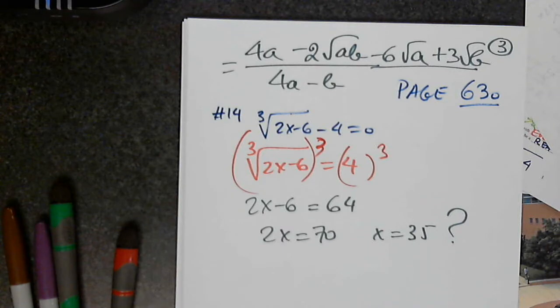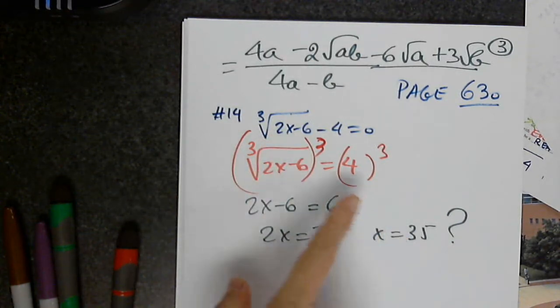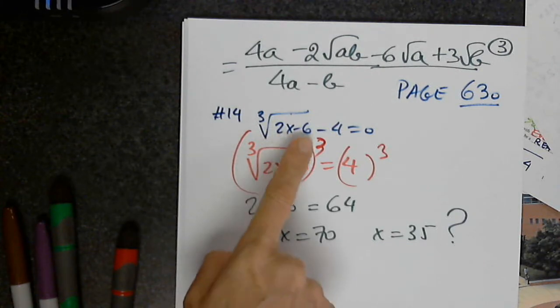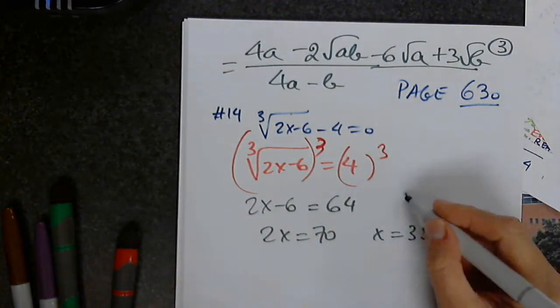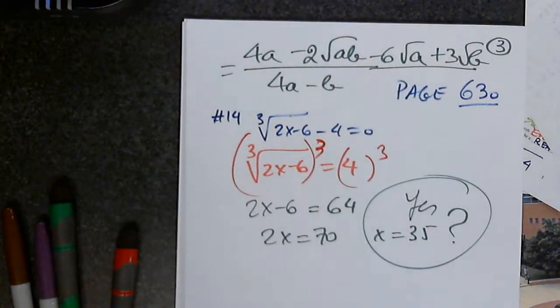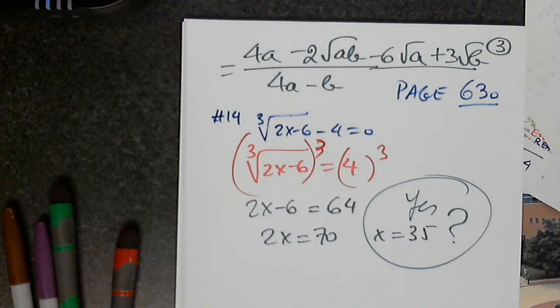But I still have to show that I checked. So I have to go back to the original problem. 2 times 35 is 70. 70 minus 6 is 64. The cube root of 64 is 4. 4 minus 4 is 0. And I'll say yes. But the principle of powers requires us to show that we checked, even if the index is odd.